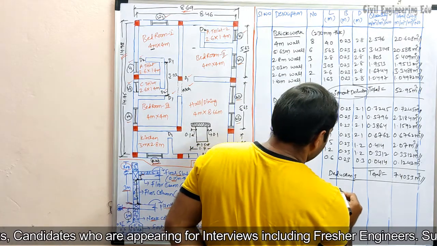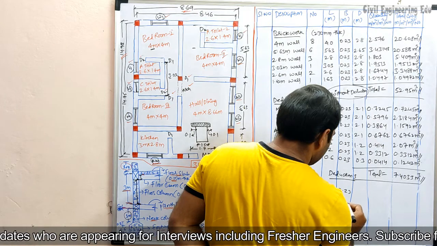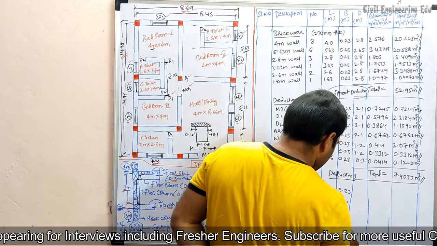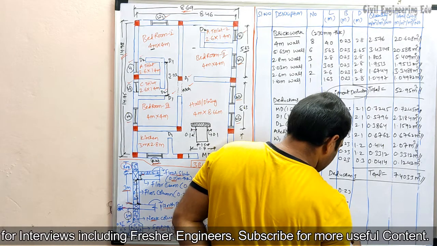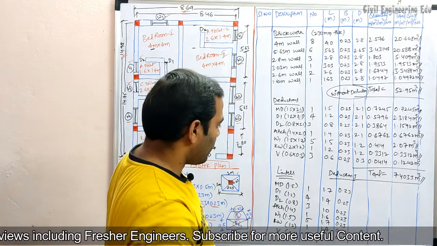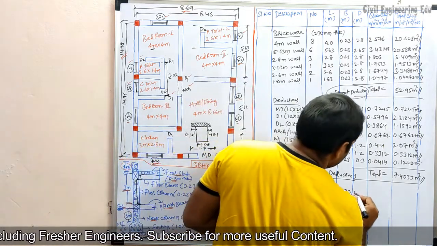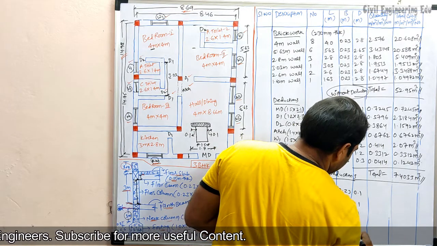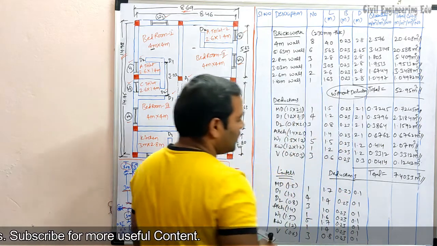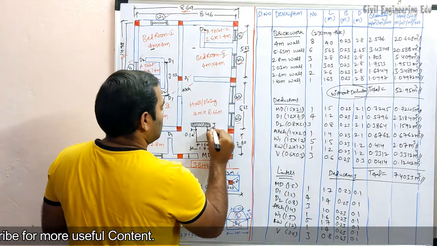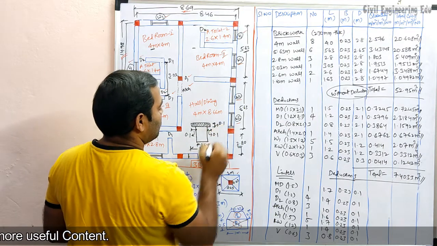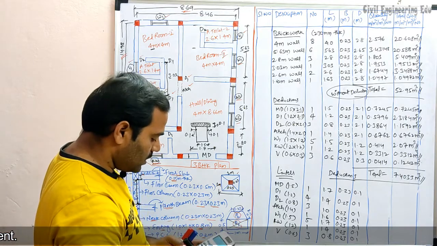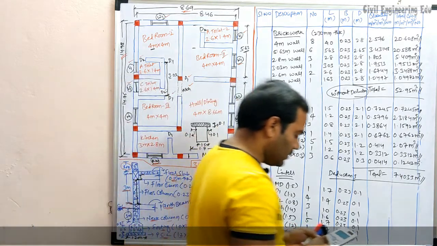And what is the breadth? Breadth will be wall thickness. Wall thickness will be the breadth. And what is the thickness? Thickness we need to take 100 mm. So thickness I have taken as 0.1 meter only. So what will be the quantity? 1.7 into 0.23 into 0.1.